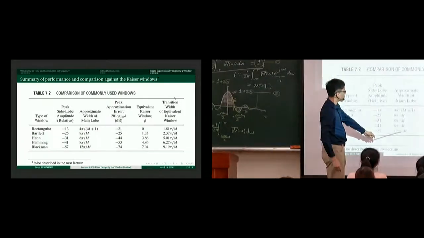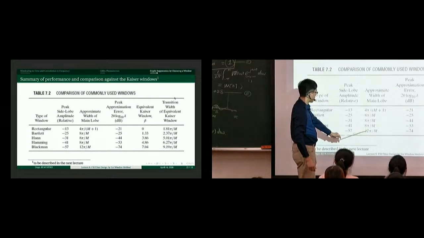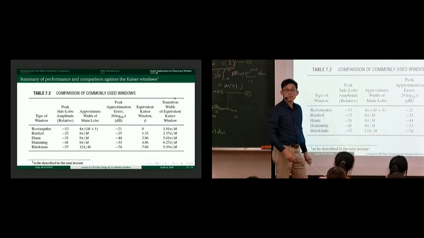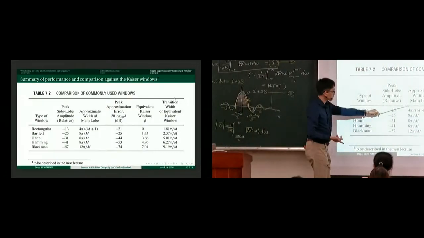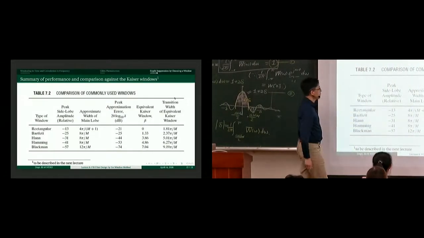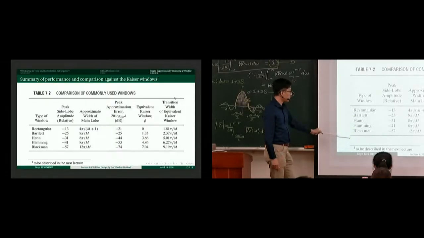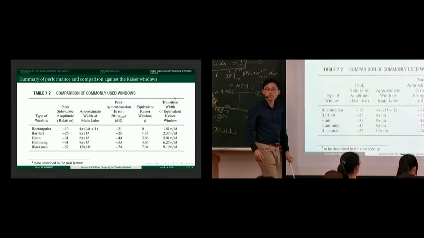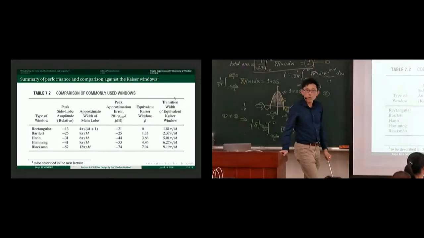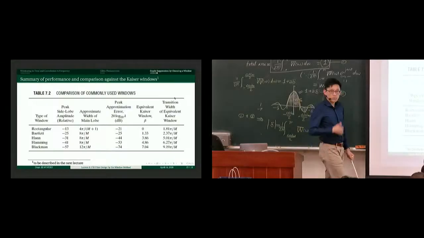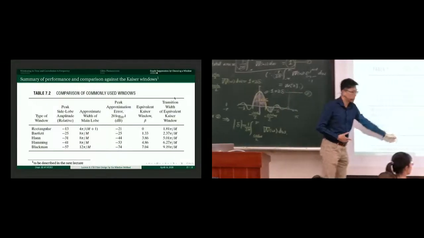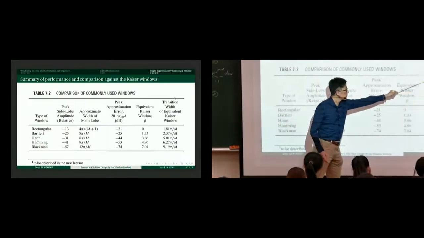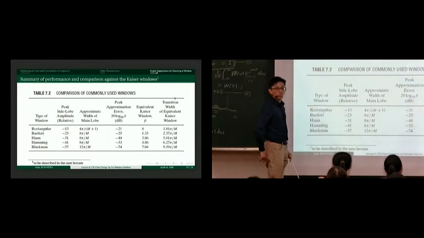We want the transition width to be small. We also want the approximation error to be small. But for the two of them, you see an increase of main lobe width from here to here. When you pursue lowering the approximation error, you may need to compromise the main lobe width, which directly affects the transition width.